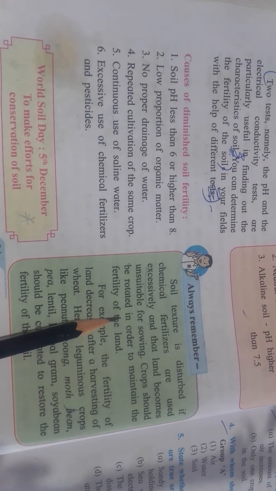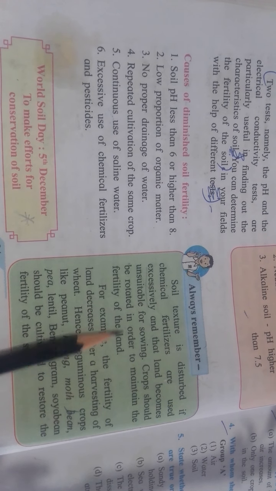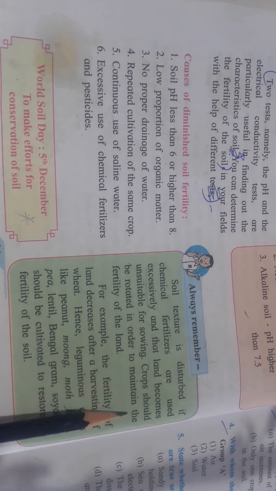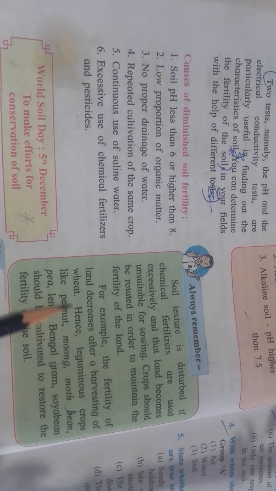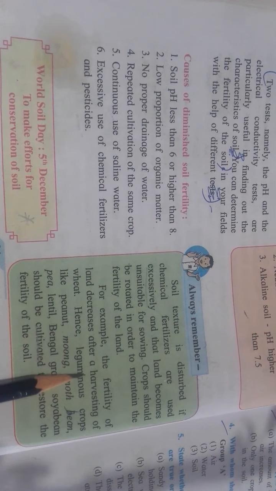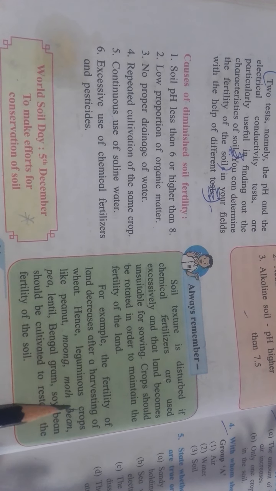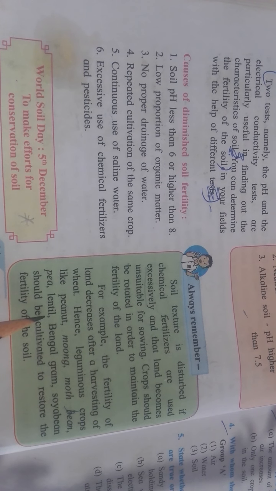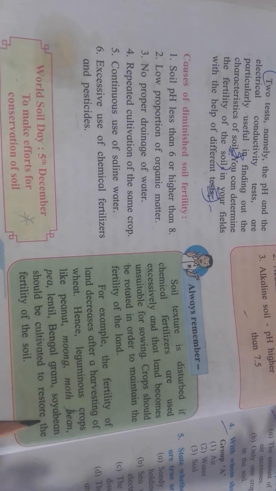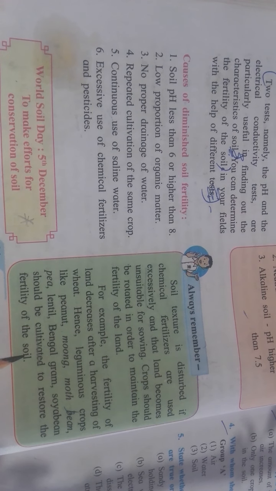Crops should be rotated. Rotated means alternate crops should be taken in the soil in order to maintain the fertility of the land. For example, the fertility of land decreases after a harvest of wheat, hence leguminous plants and crops like peanut, moong, moth, beans, pea, lentil, Bengal gram, and soya bean should be cultivated to restore the fertility of the soil.